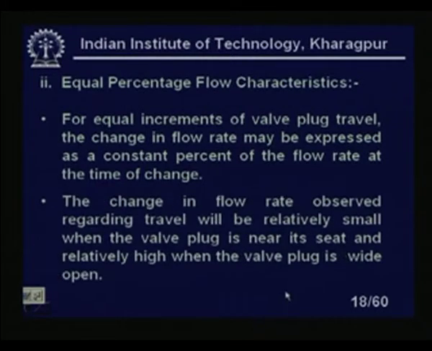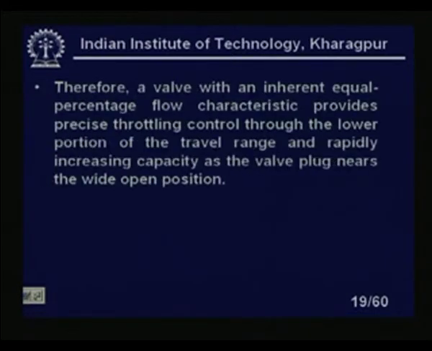The change in flow rate observed regarding the travel will be relatively small when the valve plug is near its seat, and relatively high when the valve plug is wide open. So near the seat it is low, and relatively high when the valve plug is wide open. Therefore, a valve with an inherent equal percentage flow characteristic provides precise throttling control through the lower portion of the travel range and rapidly increasing capacity as the valve plug nears the wide open position.